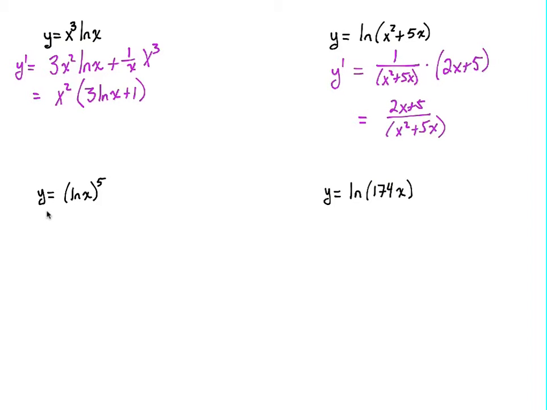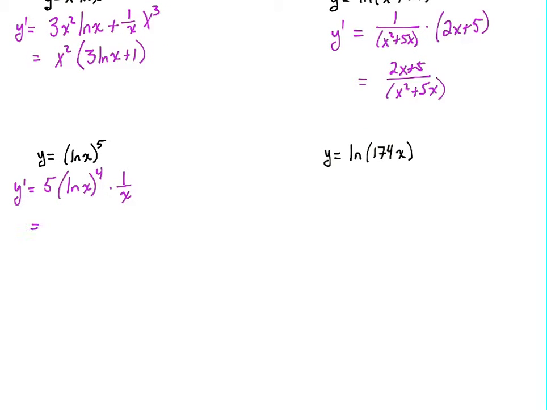Again, a chain rule problem. This time the inside function is the natural log function. So the derivative of this is the derivative of the outside function, which is 5 times the natural log of x raised to the 4th, times the derivative of the inside function, which is 1 over x. Then we can tidy this up by saying 5 natural log of x raised to the 4th, all divided by x.